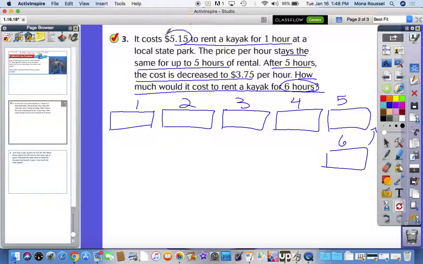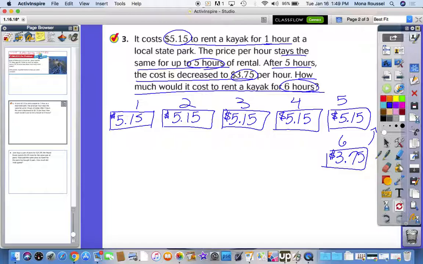So we know that it's $5.15 for 1 hour up to 5 hours. So for these first 5 hours, it's going to cost us $5.15 for each one. But then for the last hour, we have learned, as we read on in the problem, that the cost is decreased to $3.75 per hour for any hour after 5. So this is $3.75 for the 6th hour.